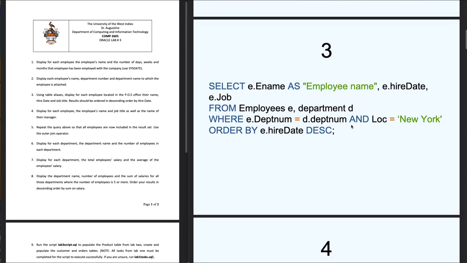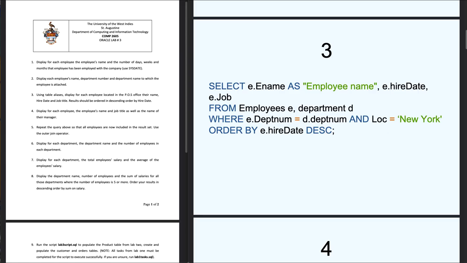Select e.ename as employee name, e.hiredate, e.job from employees E, departments D, where e.departmentnum equals d.departmentnum and loc (location) equals New York, ordered by e.hiredate in descending order.